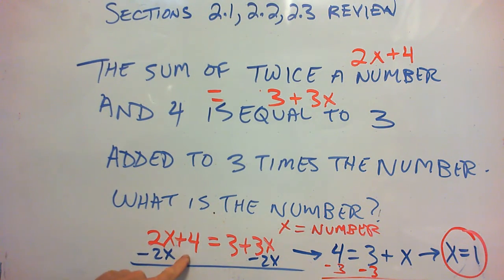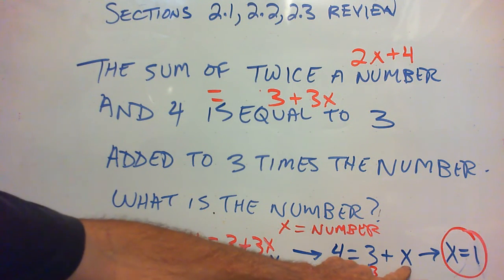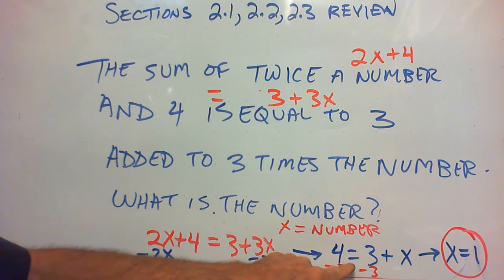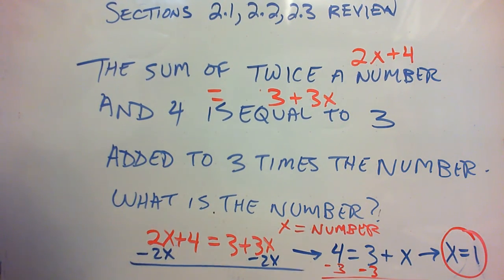So to solve this equation, we subtract 2 x's on both sides, leaving 4 on the left side equals 3 plus 1x, or just x. Then subtract 3 on both sides. x equals 1. Okay, that's it for these 3 sections.